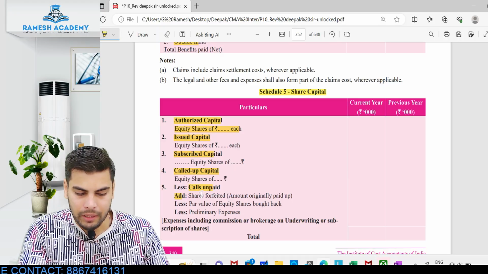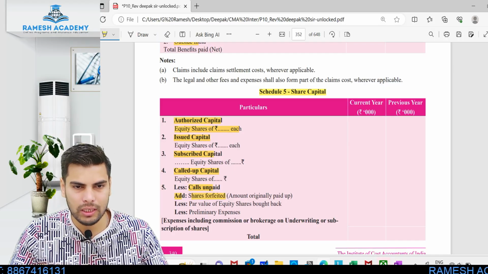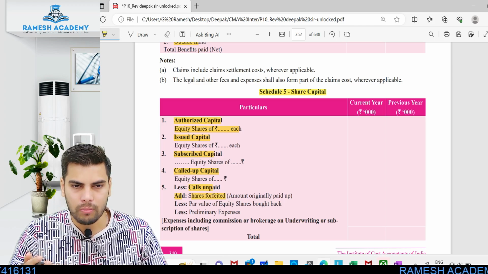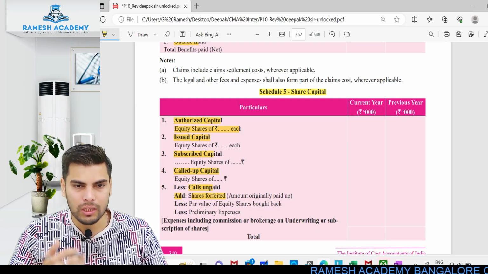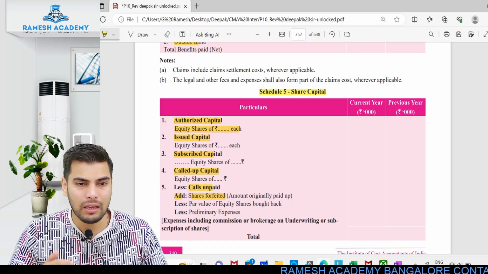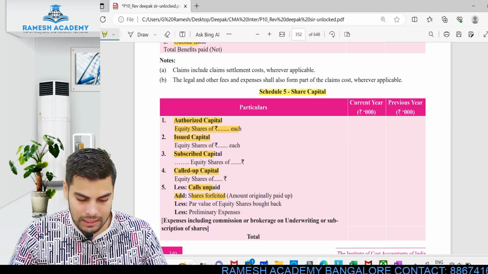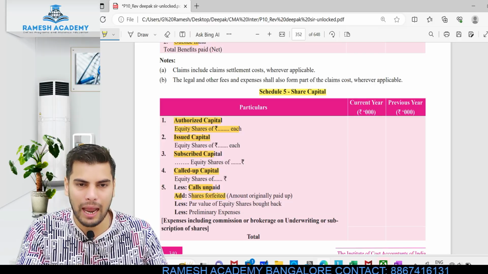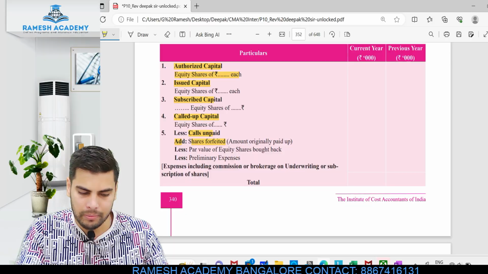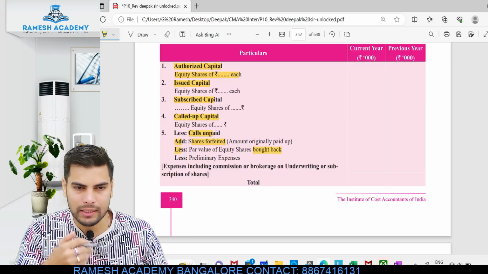If any share is forfeited or cancelled, we can reissue these shares, right? Due to non-payment of any of the amount, whether it is allotment or call money stage amount, if the shareholders fail to make the payment, what will the company do? The company will forfeit these shares, that is, the company will be cancelling these shares. You can show it separately over here by adding it to the called up or paid up capital. In the same way, if any shares have been bought back, just deduct it.